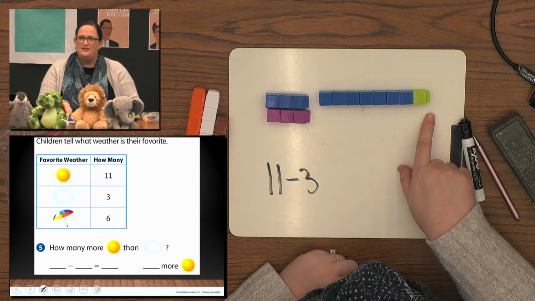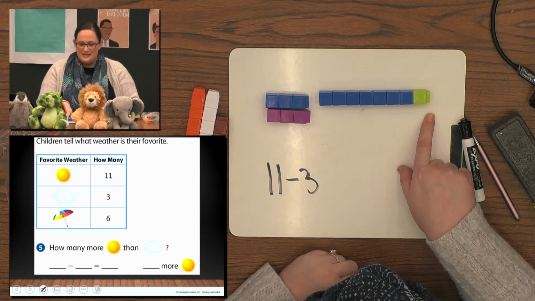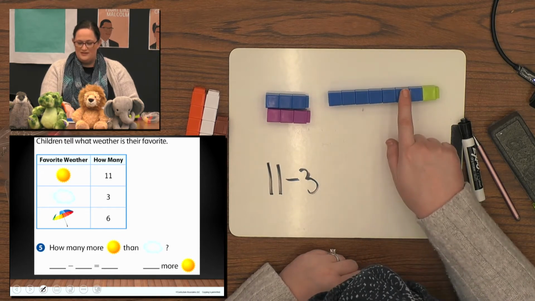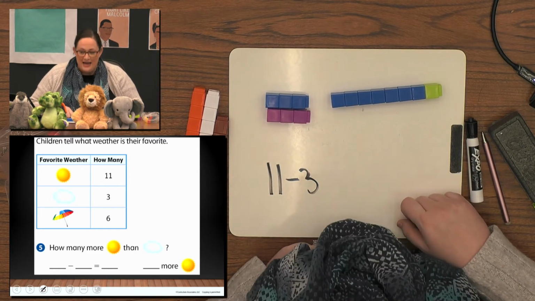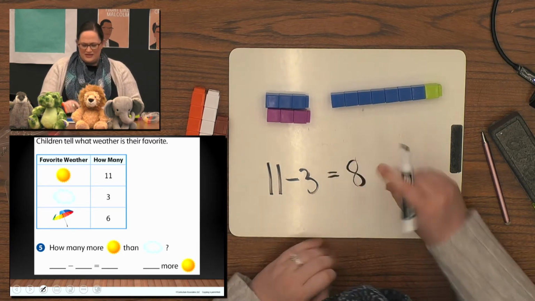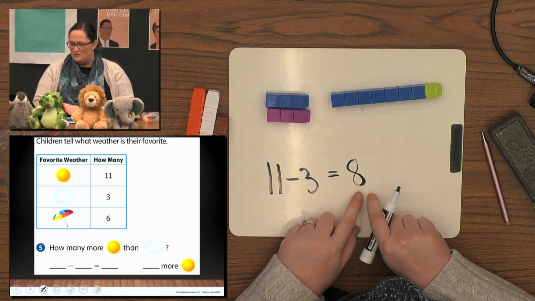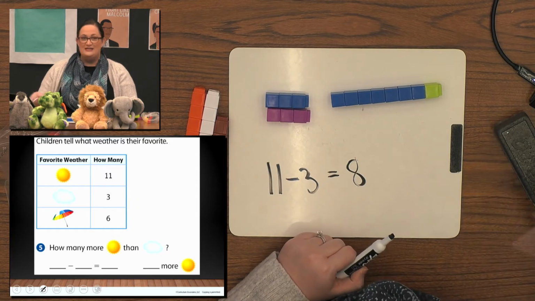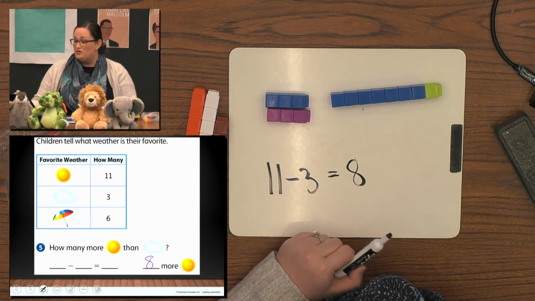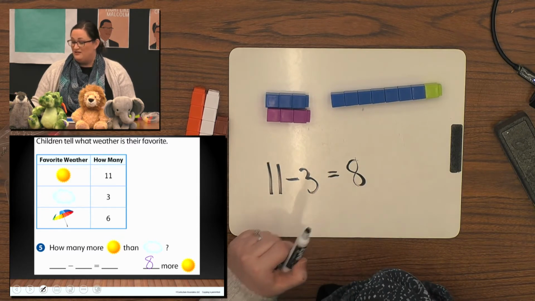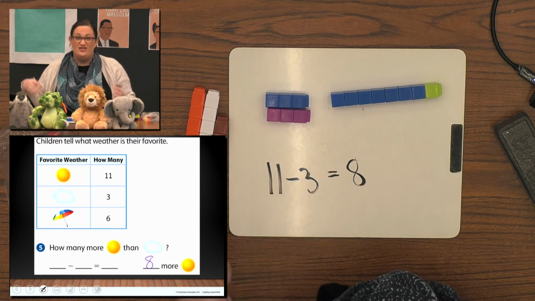What's 11 minus 3? It's 8. Let's check. 1, 2, 3, 4, 5, 6, 7. It is. It's 8. So our equation is 11 minus 3 equals 8. But what does 8 stand for? What was the question? How many more children like sun than clouds? So our answer is 8 more children like sun than children that like clouds.